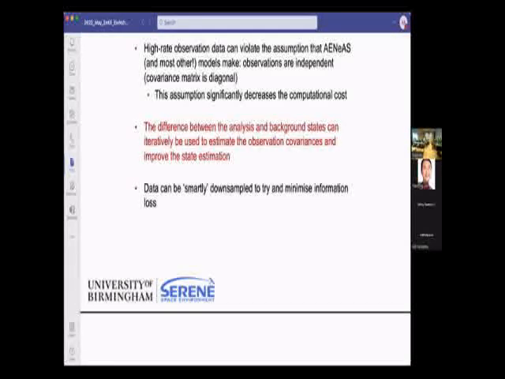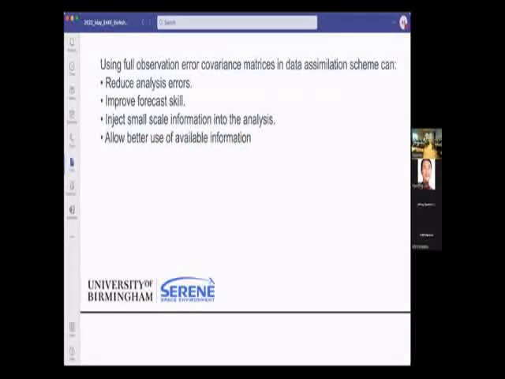So we can use two methods. Basically, the idea is that we can use the analysis innovation and background innovation, and we can compute that to approximate the observation error covariance matrix, or we can downsample the data. But that has to be done in a very smart way to minimize the information loss. And in this work, we will talk about estimating the full observation covariance matrix.